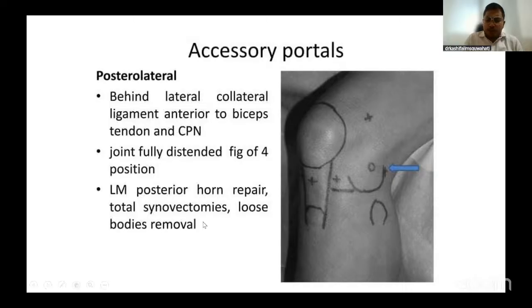The lateral meniscus posterior horn can be accessed through this. For synovectomies, if we have loose bodies going way behind, we can access them well through these accessory portals. Just as a note for the audience, we have young surgeons.